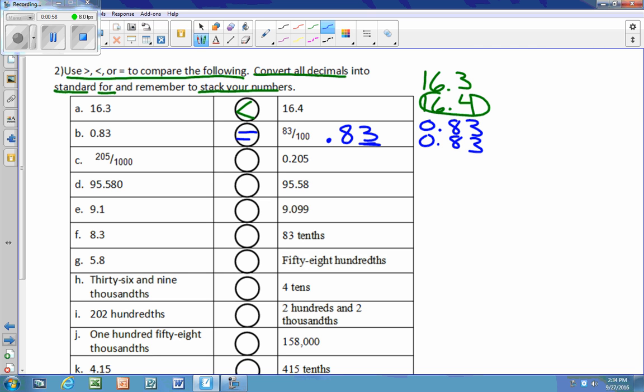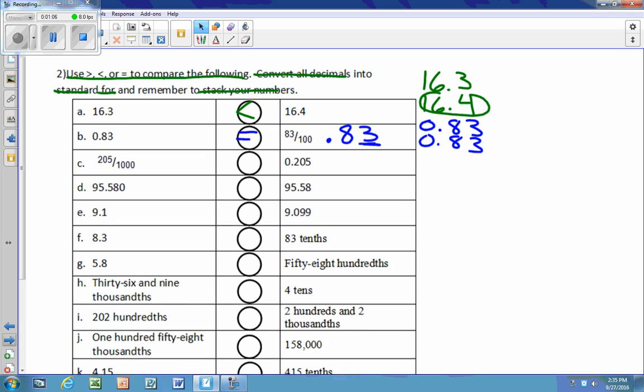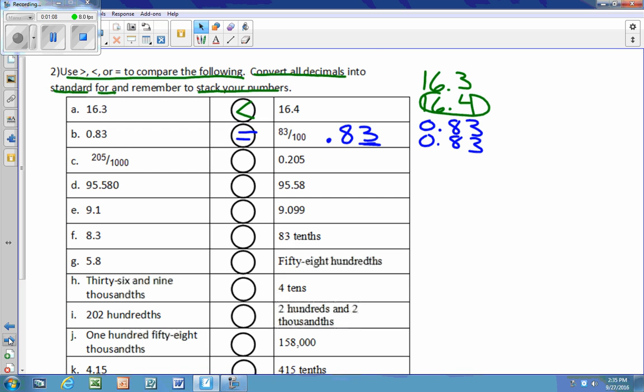The next one, once again, I have one that's a fraction and one that's a decimal. The fraction one over here ends in the thousandths place. So because it ends in the thousandths place, I know I'm going out to here. This is the thousandths place, so I have 205 thousandths. And now once again, I can just stack them over here. And I see that they are equal.